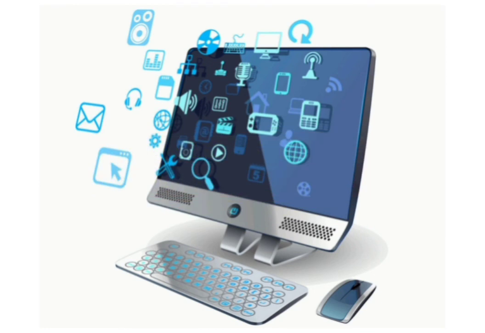So this was all about computer storage and memory devices.